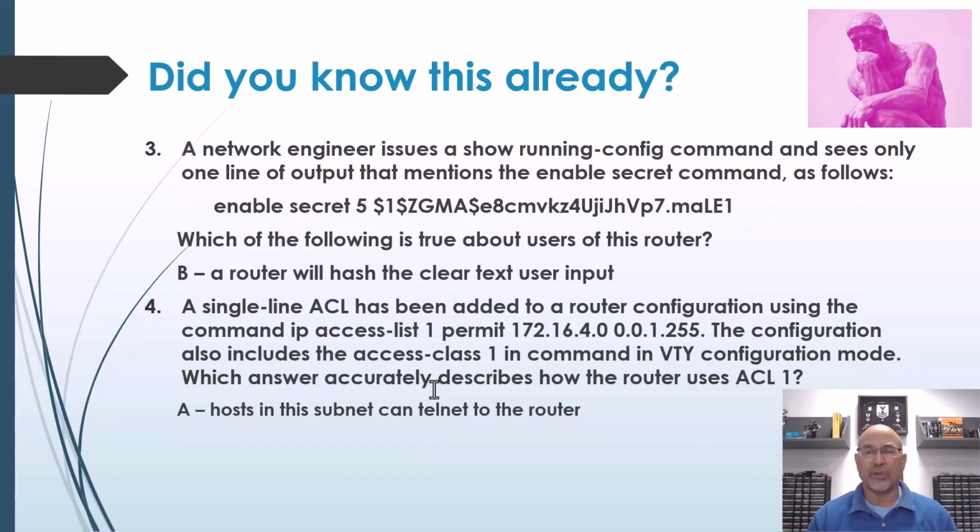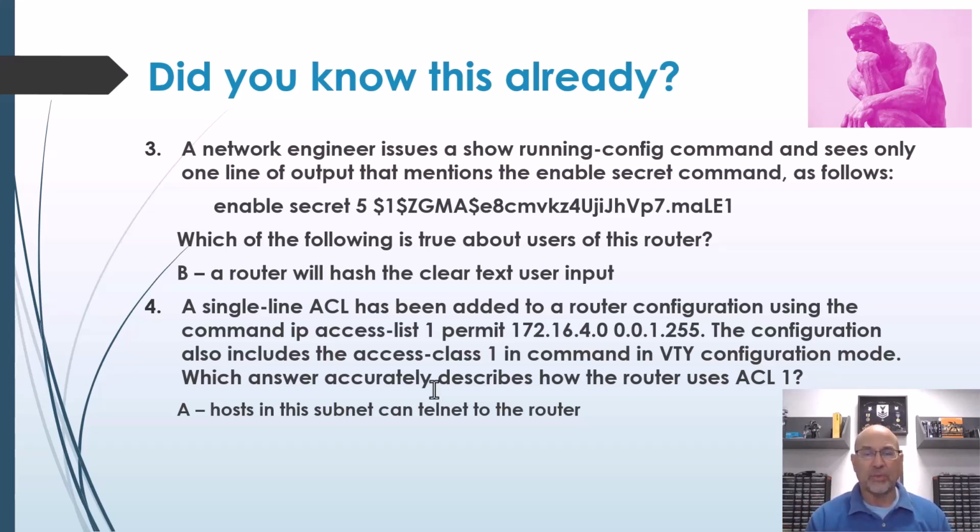Question number 3. A network engineer issues a show running-config command and sees only one line of output that mentions the enable secret command as follows: enable secret 5 and then that hash. Which of the following is true about the users of this router? Well, when you type in your password, you're going to type in the clear text password, hi there. And the router does the hash and then compares that to the hash that's stored. So that was B.